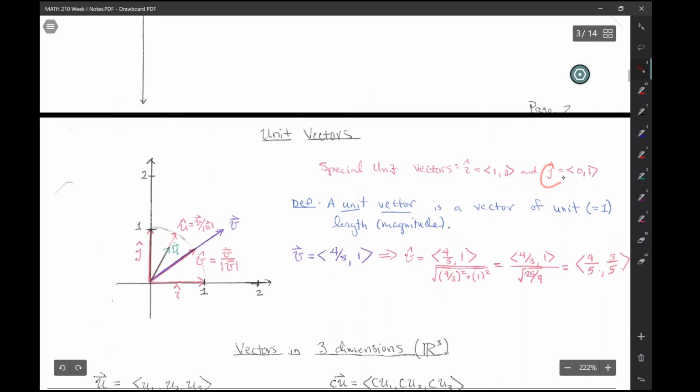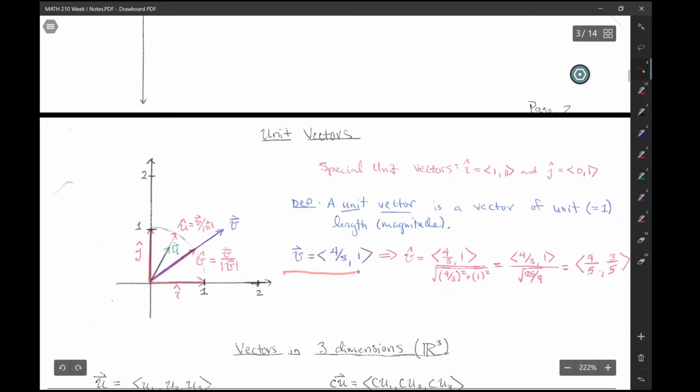Here we have another special unit vector, j hat. Now, what is i hat and what is j hat? Well, i hat is the vector (1, 0). Indeed, it does have length 1. And here's how it looks over here on the graph. And j hat has an x component of 0 and a y component of 1, so it does have length 1. And you draw it. This is how it would look if you plot it.